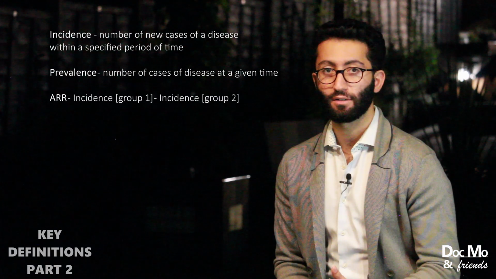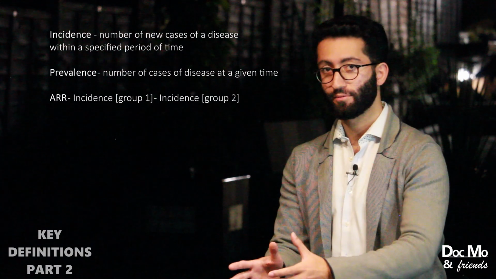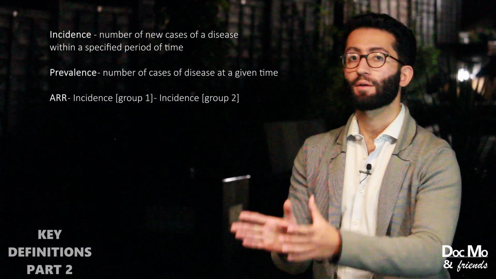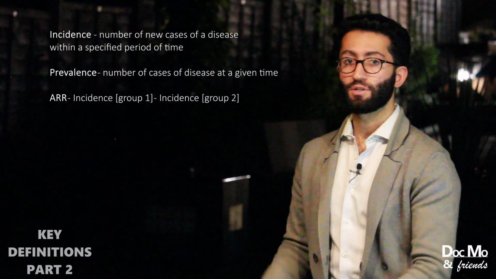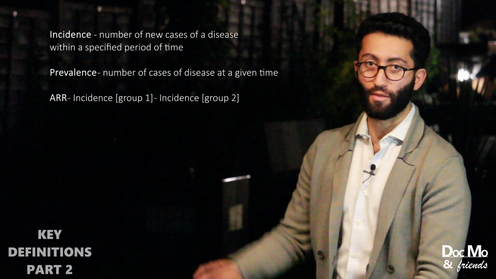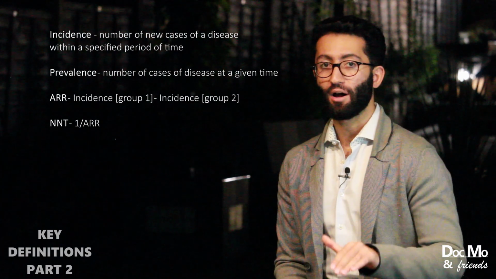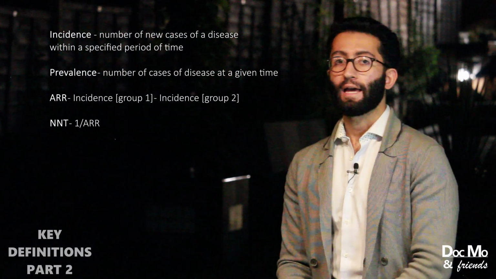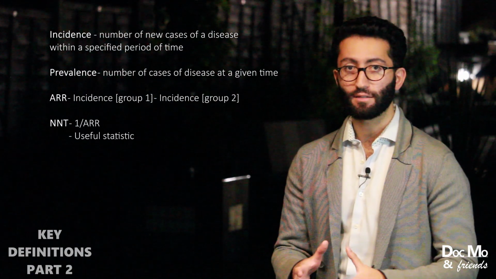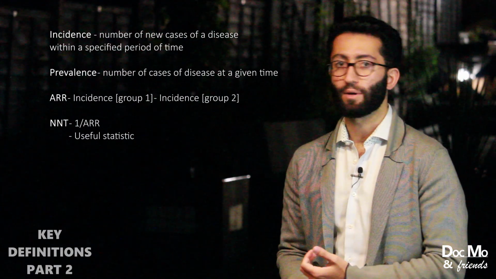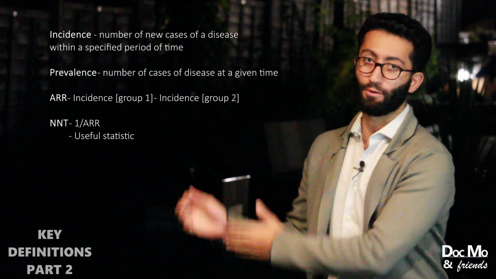Absolute risk reduction is the difference between the incidence of disease in one group, within a given period of time, compared to the incidence of disease in another group. And quite simply, all you do is subtract one number from the other. It's as simple as that. Number needed to treat is 1 divided by the absolute risk reduction. And this is quite a useful statistic because it tells you how many people need to be treated with that drug, with that surgery, with that intervention in order to prevent one outcome occurring.